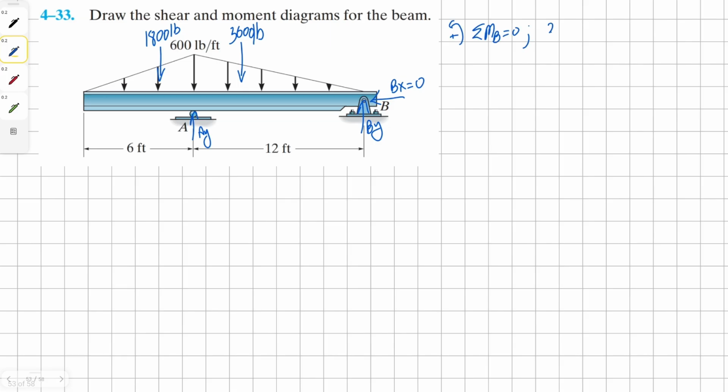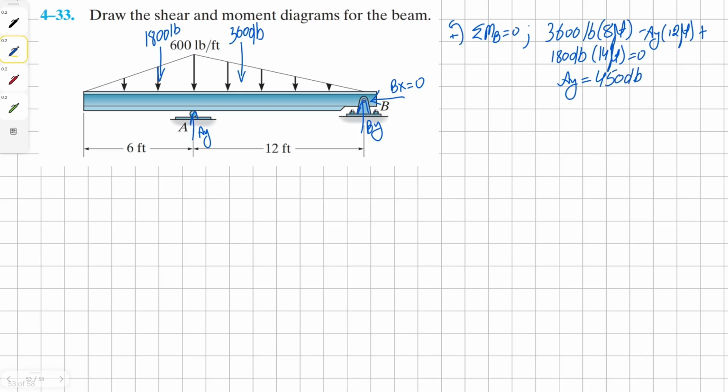We're going to have 3600 pounds, and it's 8 feet away. Then we have clockwise AY, 12 feet away. And we have counterclockwise 1800 pounds, 14 feet away, all equals to 0. Solving for our AY, we get our solution as 4500 pounds.